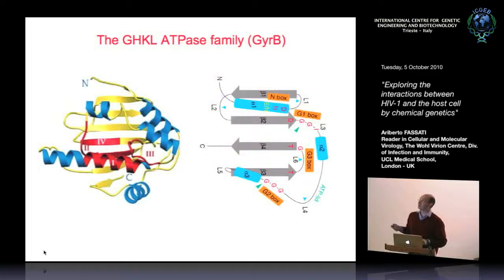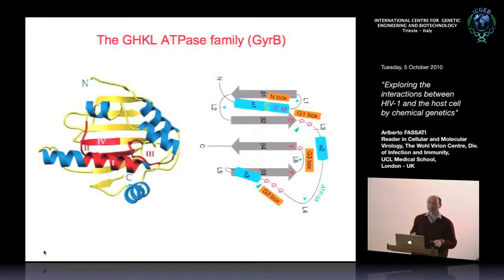And this family of ATPases has, although the sequence is not conserved, structurally they are quite conserved. And they all share the so-called Bergerat fold. And the Bergerat fold is essentially four beta sheets, as you can see here. And then there is a lid, there's some alpha helices that form this lid where ATP binds. And ATP binds there, roughly. And this forms the lid, and it sits there, and is hydrolyzed. And this structure is shared among most of the GHKL ATPases.